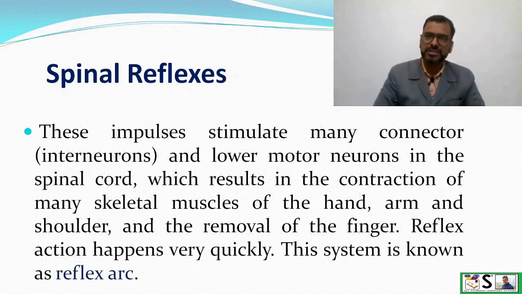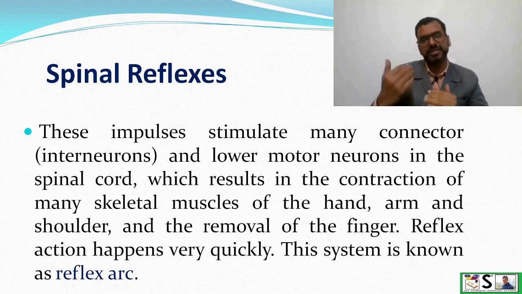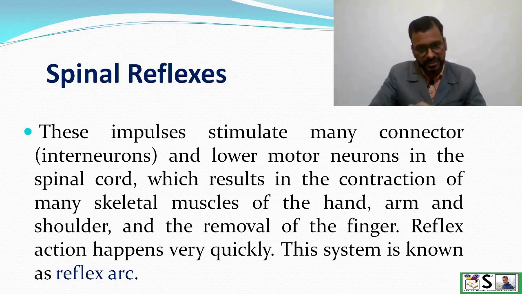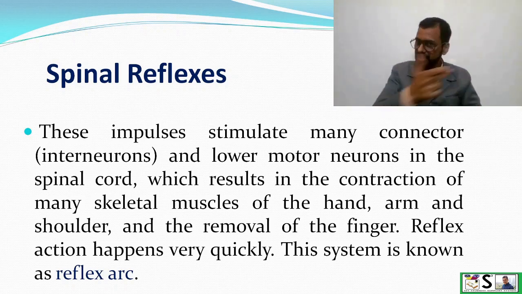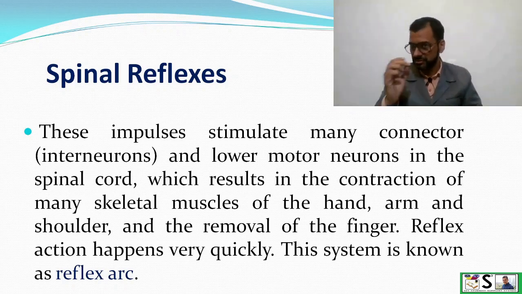These impulses stimulate many connectors or interneurons and the lower motor neuron in spinal cord. Some sensation simultaneously goes to the brain, but action is taken by the spinal cord, which results in contraction of skeletal muscles of the hand, arm, and shoulders, and removal of finger from the hot object. The reflex action happens very quickly, and this system is known as reflex arc.